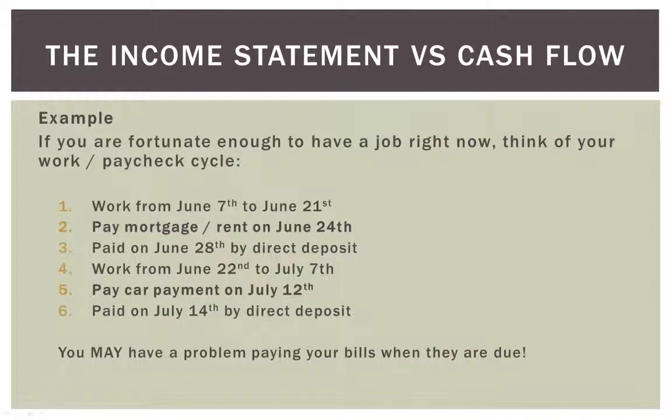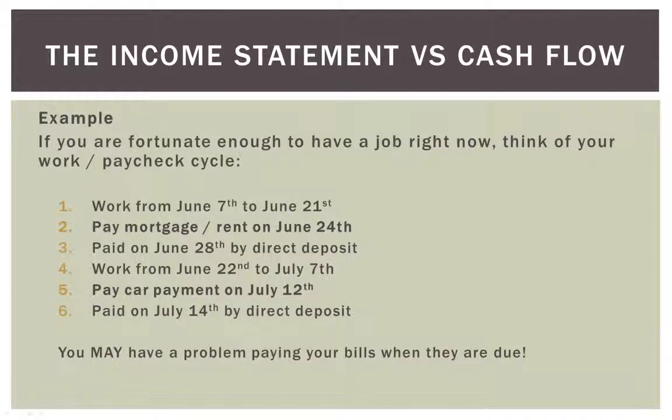Now, of course, we're working from June 22nd to July 7th. And we have a car payment that is due on July 12th. But we do not get paid until July 14th. Now think about that. Everything in here is the same except when our mortgage or rent is due and when our car payment is due. And notice that each of those events occurs a few days before we get paid.